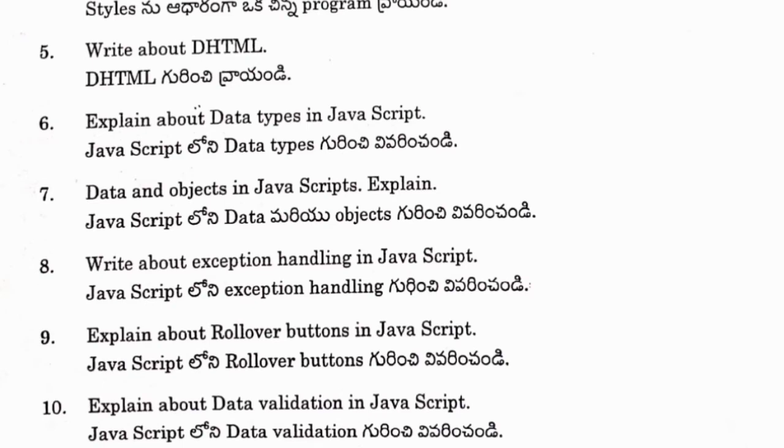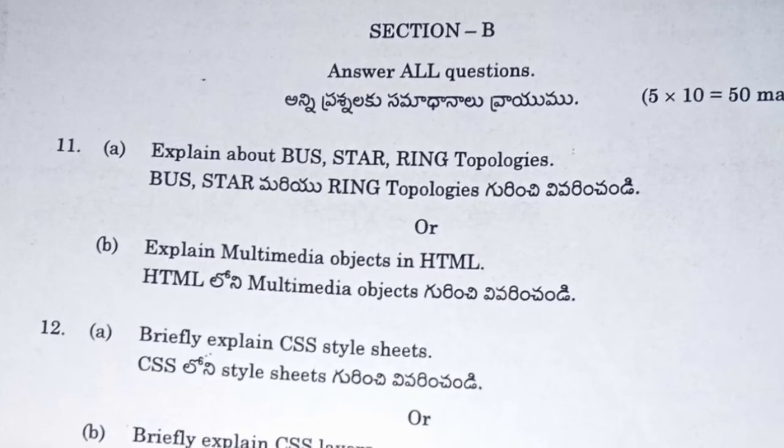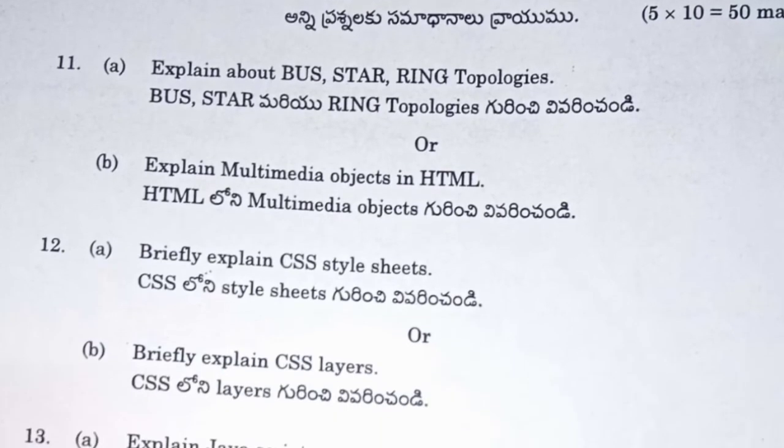Okay. Next, in section B, explain about bus, star, ring topologies. So for BCom students, there is one unit that contains networks, but BSc students do not have any network topic. Okay.